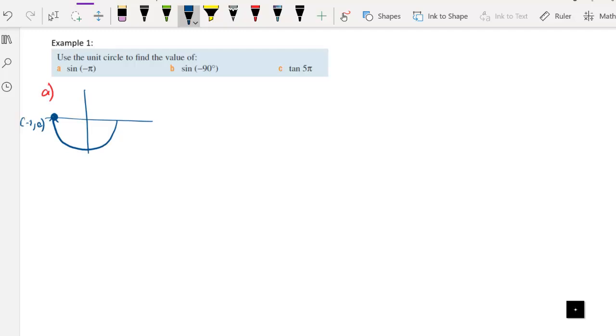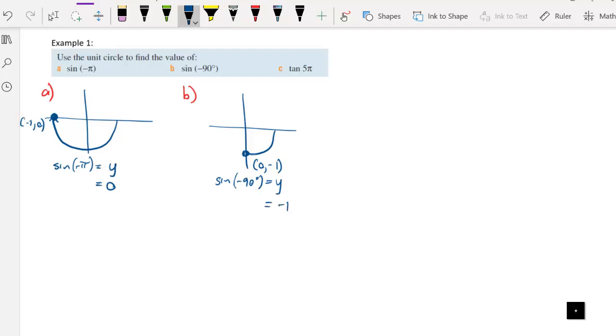And as we're looking for sine of negative pi, we can say straight away that sine of negative pi is going to be the y value, which means that it will be 0. With each of these other questions, the approach is the same. So when we look at sine of -90, that's a rotation of -90 degrees, and we end up at this point here, where x is 0 and y is -1. So if we're looking at sine of -90 degrees, then we're looking at the y value, which is -1.